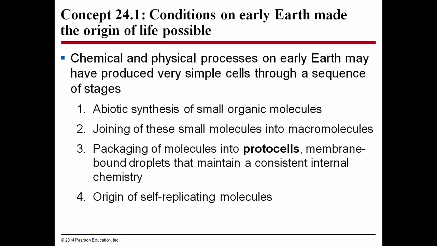Conditions on early Earth made the origin of life possible. Chemical and physical processes on early Earth may have produced very simple cells through a sequence of stages. Abiotic synthesis of small organic molecules. Joining of these small molecules into macromolecules, and packaging of molecules into protocells or membrane-bound droplets that maintain a consistent internal chemistry. The origin of self-replicating molecules. So through these various stages, using theoretical biology and chemistry and physics, we're able to use the scientific method to deduce that this is the most likely path for life to have originated on Earth.